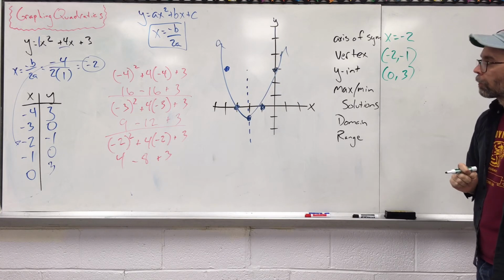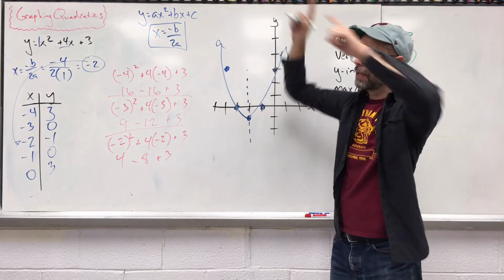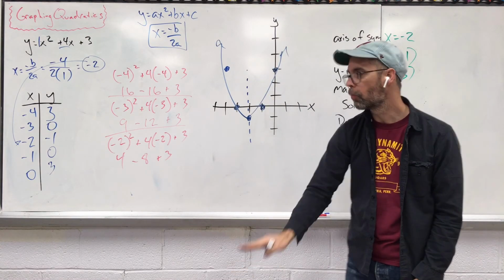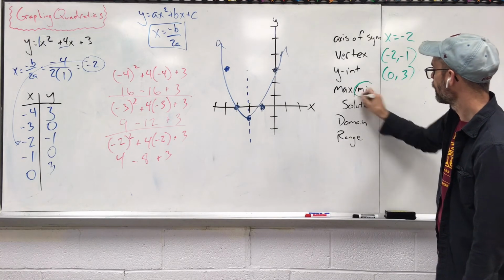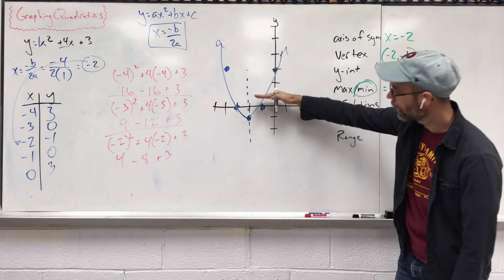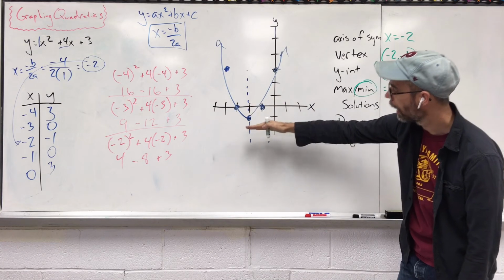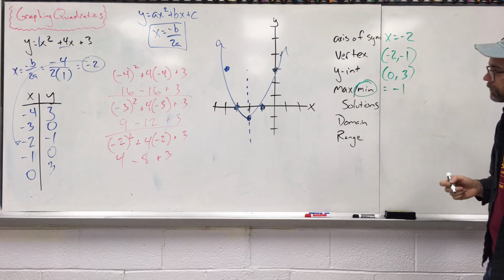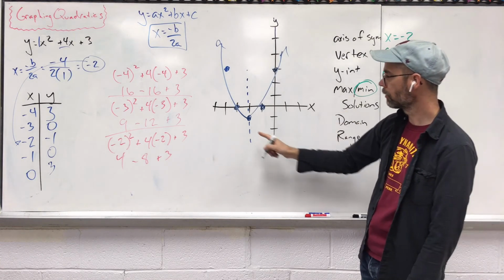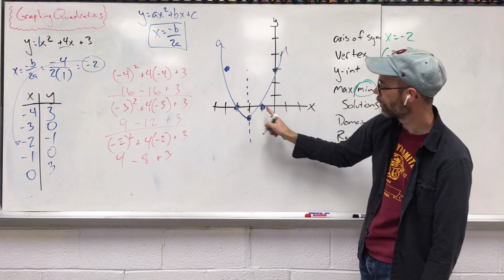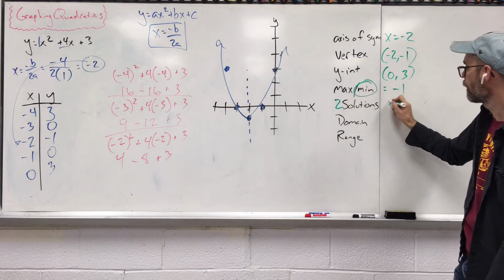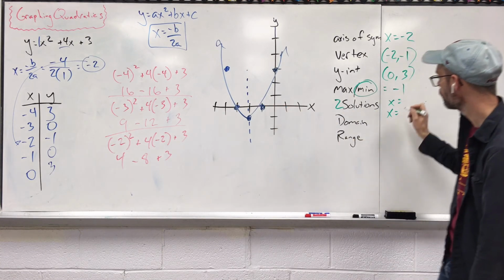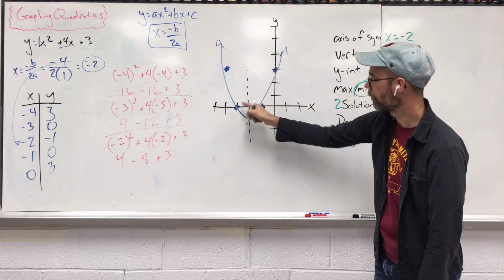Max or min. So this graph goes up forever, it never stops, but it does have a lowest possible point. It has a minimum, a low point. We have a min, and that lowest possible value is y equals negative 1. And remember, check that out, it goes right back to the vertex. How many solutions do we have? Well, we cross the x-axis once, twice, so 2 solutions, and those 2 solutions are x equals negative 1 and x equals negative 3.